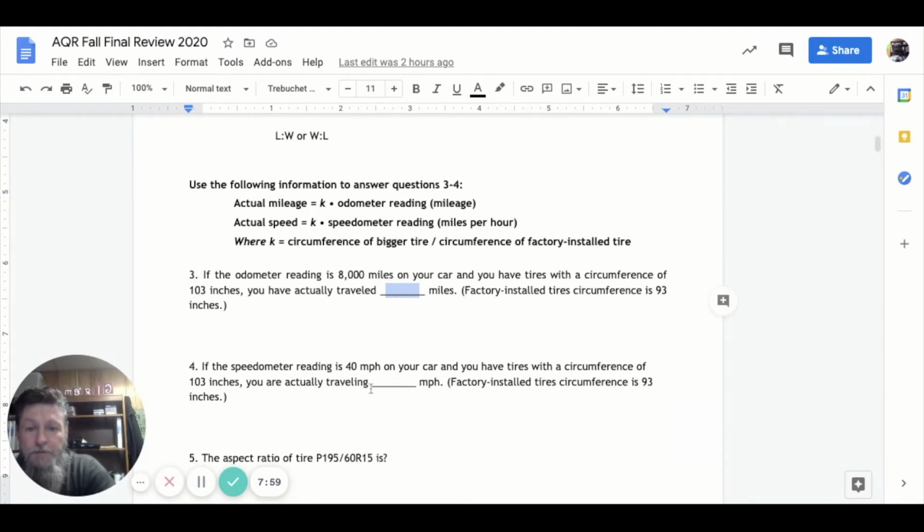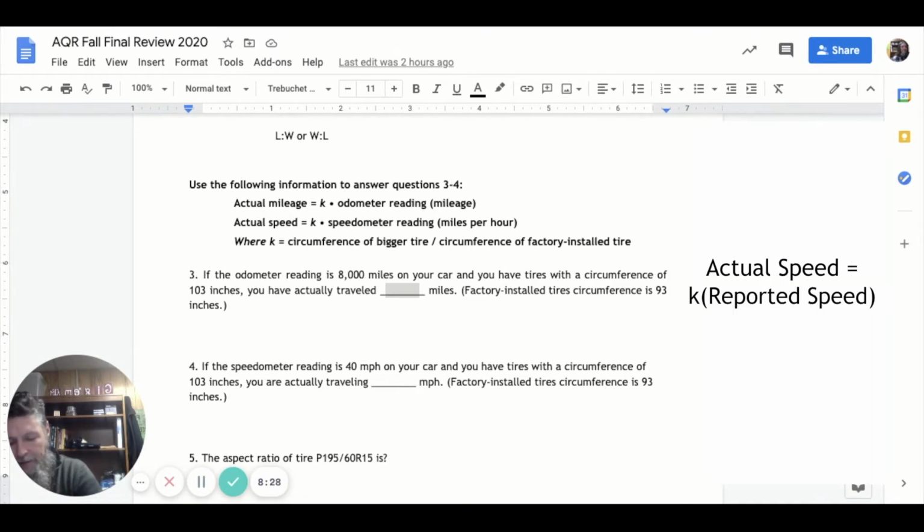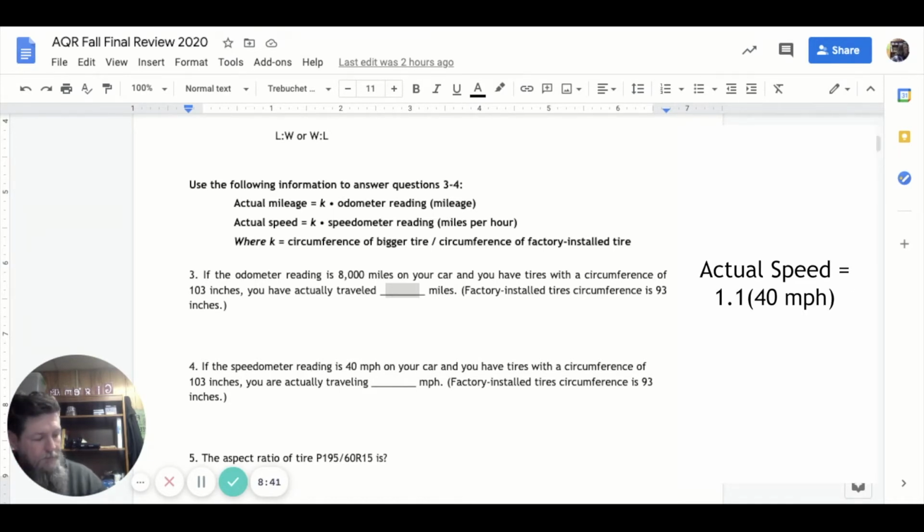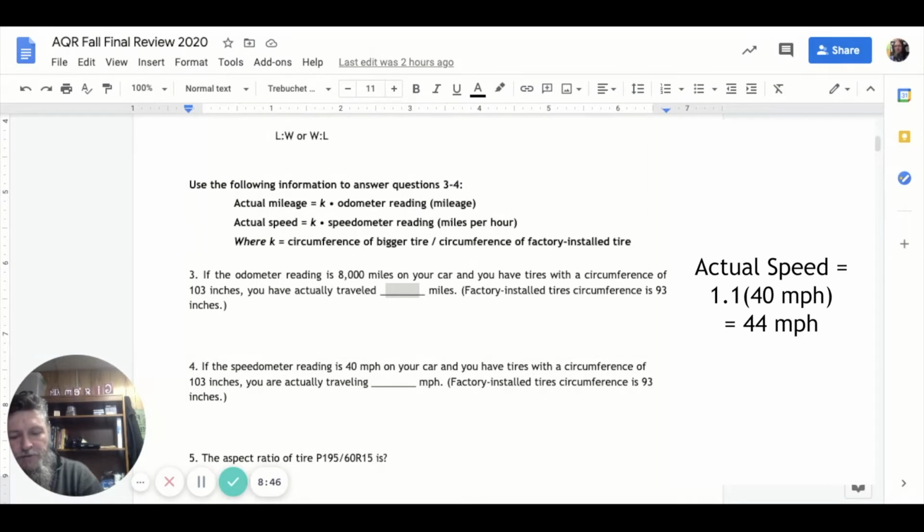Okay? But if the speedometer is reading 40 miles per hour in your car and you have tires with a circumference of 103 inches, you're actually traveling how fast? And it's the same thing. Factory installed tire circumference is 93 inches. So we use the same K value. And instead of multiplying by 8,000, we're going to multiply by 40. Find out the speed. And it's K times reported. The actual speed, 1.1 times 40. Guess what? 1.1 times 40, 40 times 1.1 is 44. So the actual speed is 44 miles an hour.